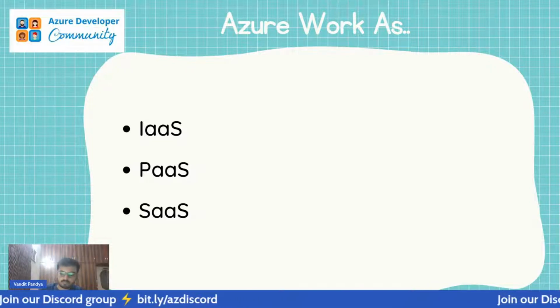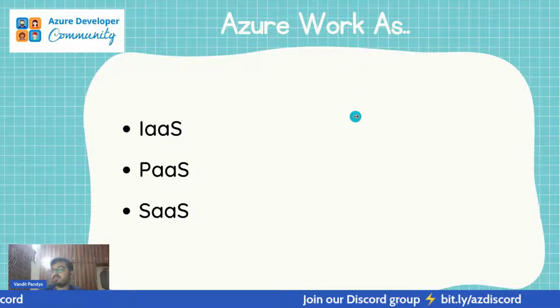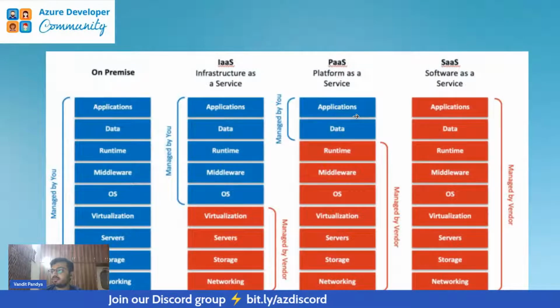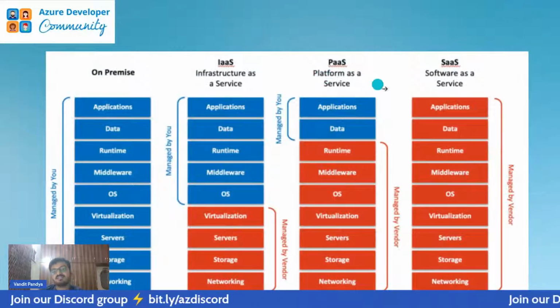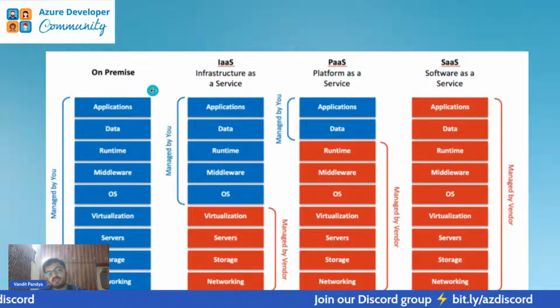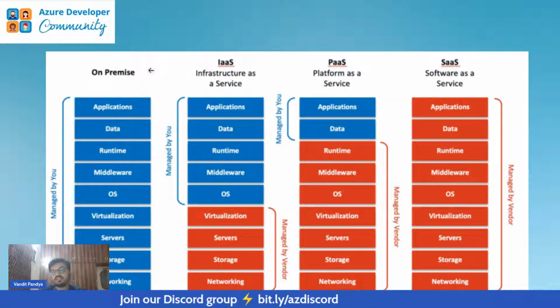Okay, what is IaaS? IaaS means infrastructure as a service, right? PaaS is platform as a service, and SaaS is software as a service. So first of all, we go through IaaS, PaaS, and SaaS. First, talk about on-premise. So what is on-premise?